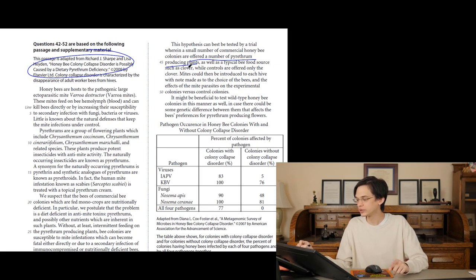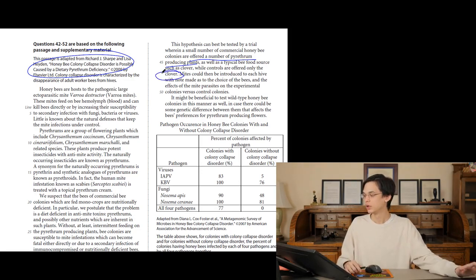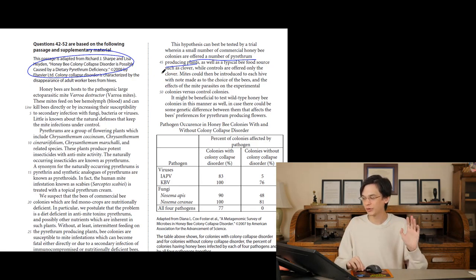While the control, notice line 46. So this is our experiment. We have one that has pyrethrum and clover, while the controls are offered only clover. Only clover. So one of them has pyrethrum and clover, and the other one only has clover.